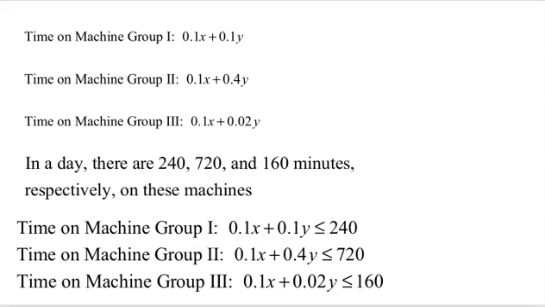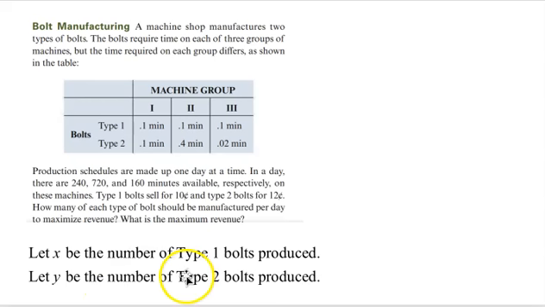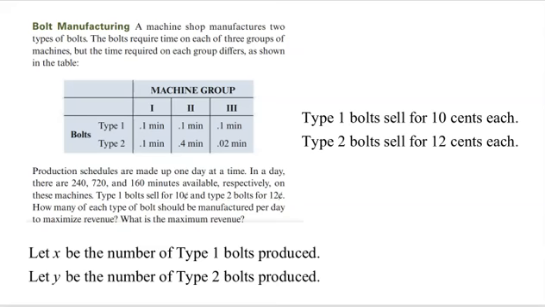Now, we want to maximize our revenue. So remember, here's our question. What's our revenue? Type 1 bolts sell for 10 cents each. Type 2 bolts sell for 12 cents each. X is the number of type 1 bolts, so we get 10 cents for each type 1 bolt, 10 cents for each X, so 10X, 12 cents for each type 2 bolt, 12 cents for each Y. So knowing that, then our revenue is going to be 10X plus 12Y. That's what we are going to try to maximize.